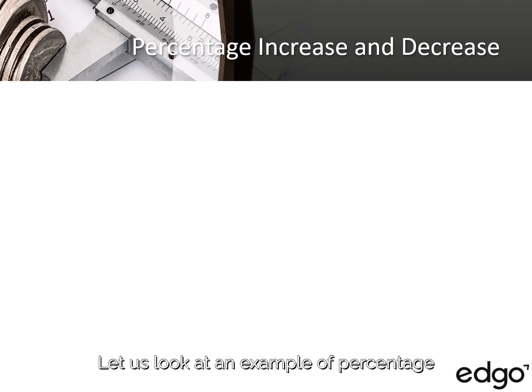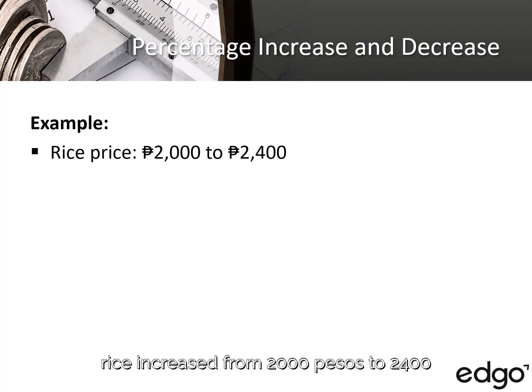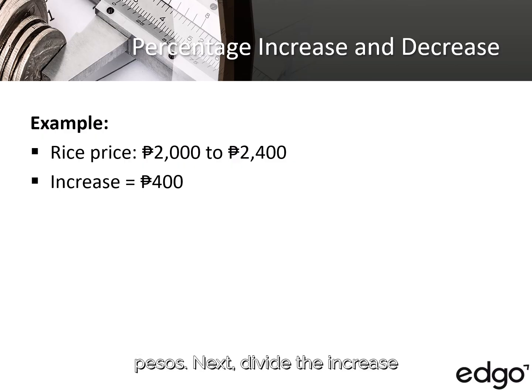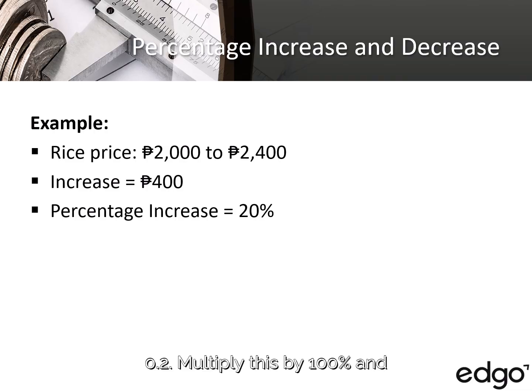Let us look at an example of percentage increase. Suppose the price of rice increased from 2,000 pesos to 2,400 pesos. First, find the increase. 2,400 pesos minus 2,000 pesos is 400 pesos. Next, divide the increase of 400 pesos by the original price of 2,000 pesos. The result is 0.2. Multiply this by 100%, and we get 20%. Therefore, the price of rice increased by 20%. Notice that we compared the increase with the original price.